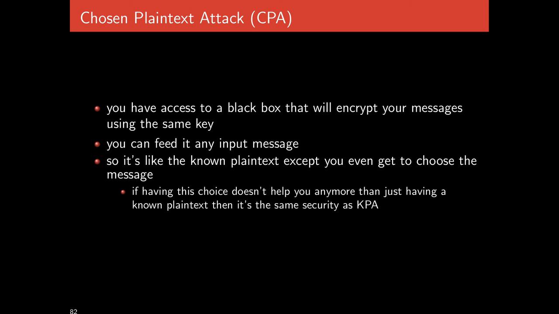So the attacker has access to a black box that will encrypt your messages using the same key. So imagine you feed it an input, and it outputs the ciphertext. And you get to choose what it encrypts. Note that if you don't have this choice, this is the same as KPA. KPA is CPA without the choice. You just are given a plaintext-ciphertext pair. In CPA, you choose the plaintext and get the ciphertext.